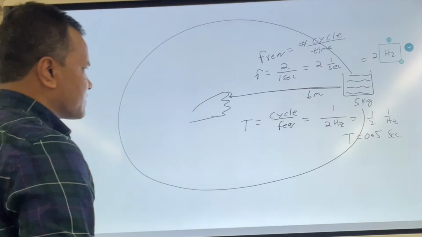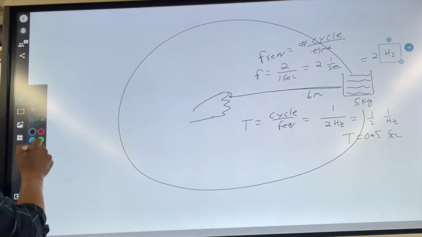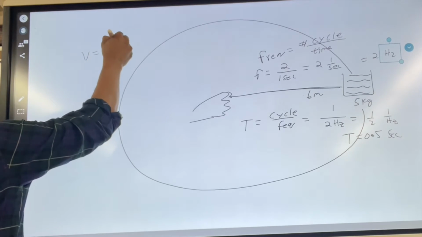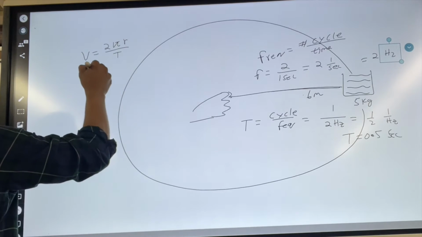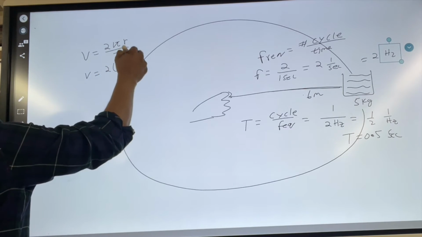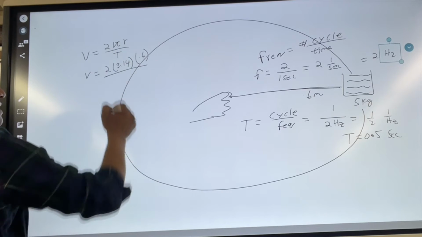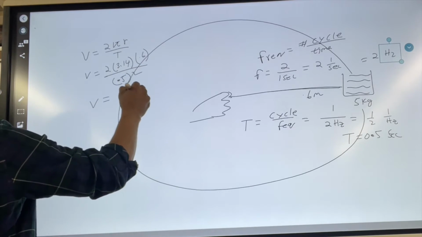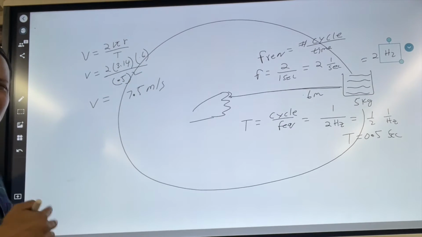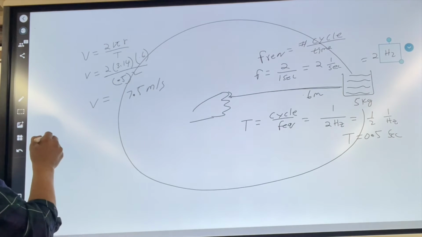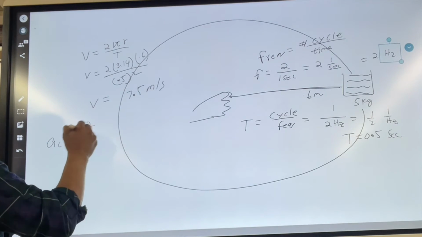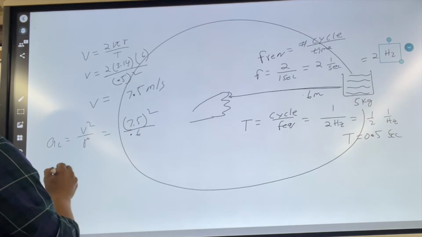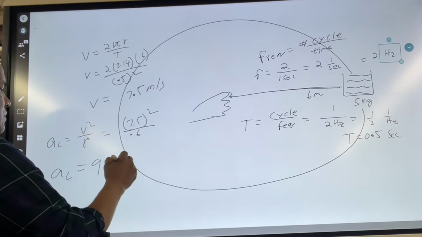Okay, now velocity. How can we find the velocity? Let's find the velocity here. So velocity is 2 pi r over t. So velocity is 2 times 3.14 times radius 0.6, over t, which is 0.5. So velocity is 7.5 meter per second. Now we got to find the centripetal acceleration. So centripetal acceleration is v squared over r. So 7.5 squared over 0.6. So centripetal acceleration is 95 meter per second squared.